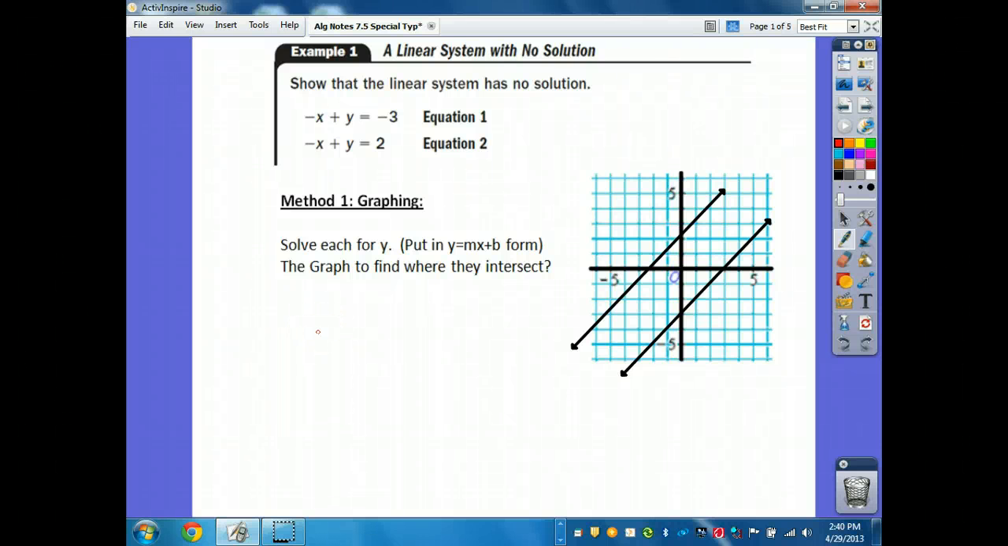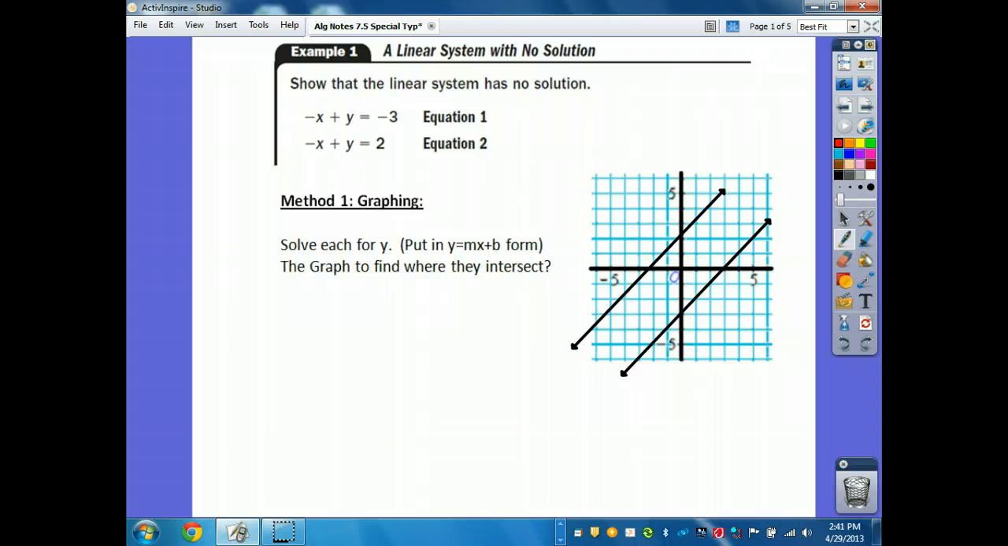7.5 special types of linear systems. All right, we're going to take what we... actually this should be kind of a review in a way, because you've been introduced to graphing lines and telling me if they have one solution, no solution, or infinitely many solutions. Who can give me an example of what a graph would look like if you had one solution?